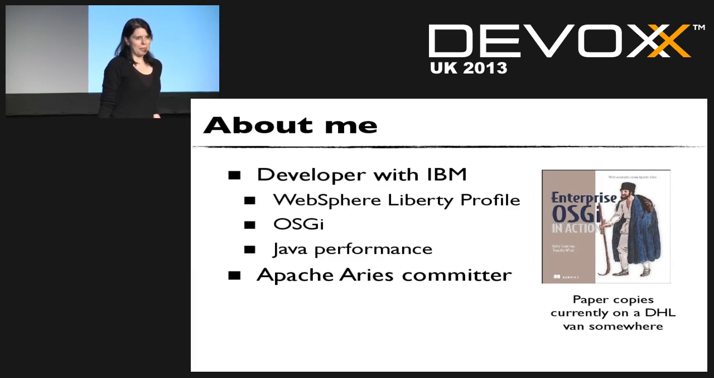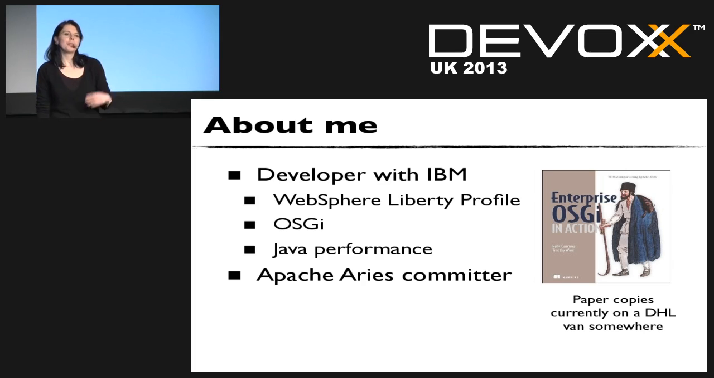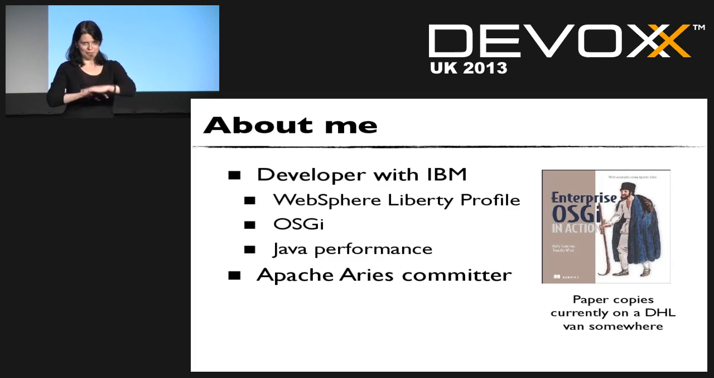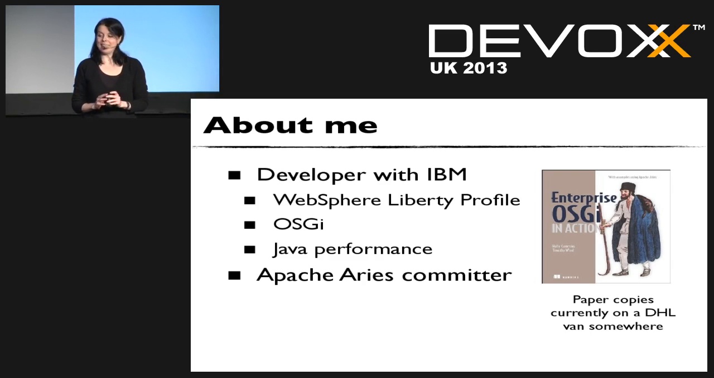I'm a developer with IBM. I've been with IBM for 12 years now, so true blue. I've worked on a bunch of things. Right now, I work on the WebSphere Liberty profile. I've also done a lot of work with OSGi, the OSGi applications programming model. In a former life as well, I did a lot of work with Java performance. So I've moved sort of all the way from the bottom of the stack to the top of the stack. I'm also an Apache Aries committer. And finally, I have written a book, so I must know what I'm talking about.